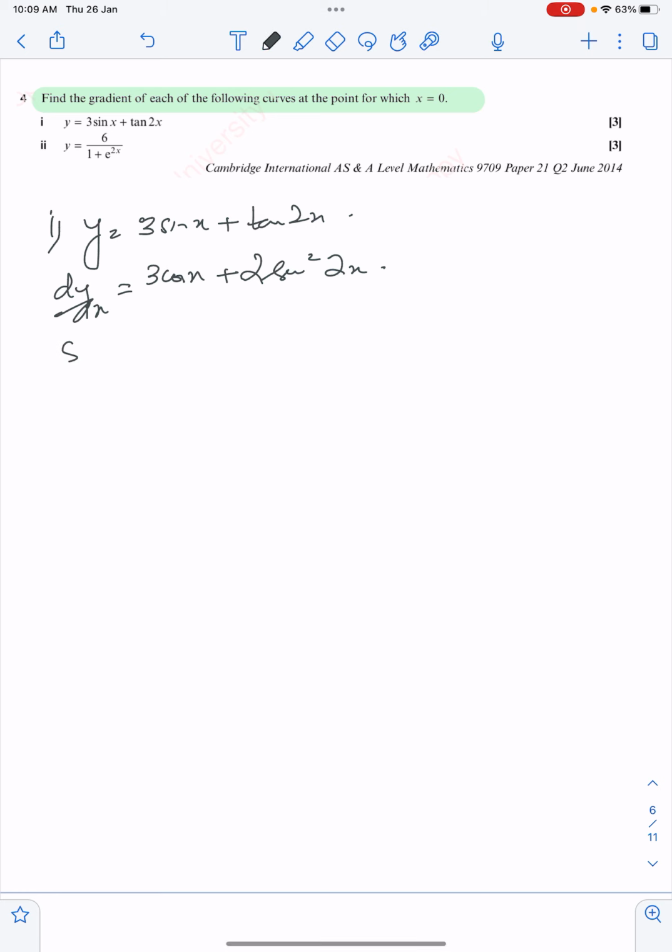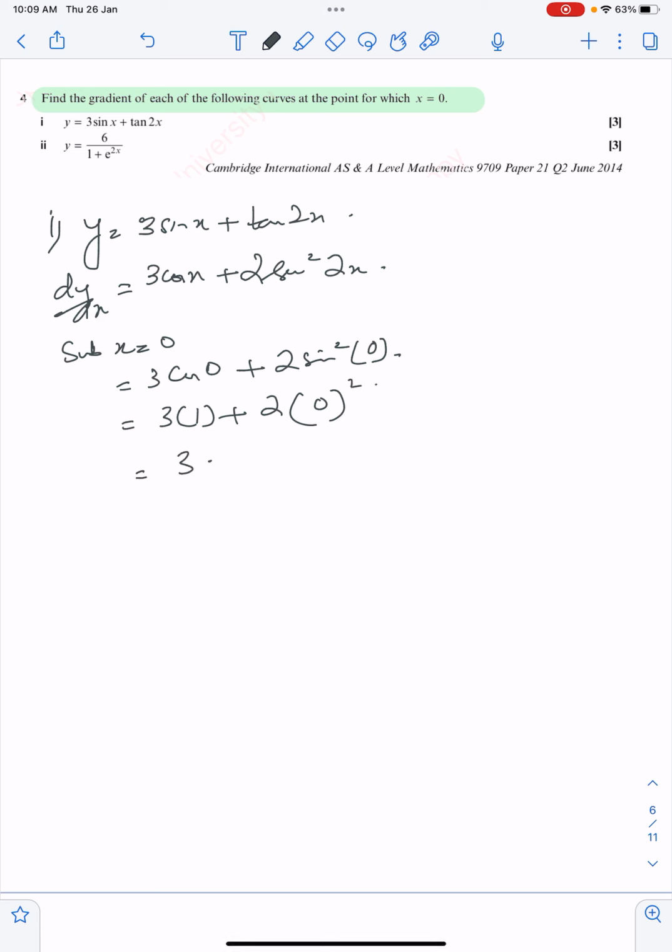Okay, you have to substitute x equals 0. 3 into cos of 0, which is 1 actually, 3 into cos of 0 plus 2 sine square, 2 into 0. 2 into 0 is a 0. Cos of 0 we know is 1. So 3 plus 2 sine of 0 is 0 square. So the answer is going to be 3. Second part.